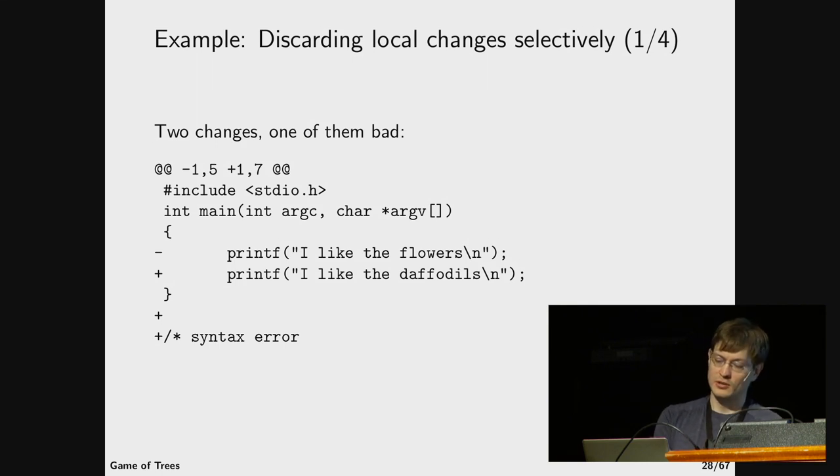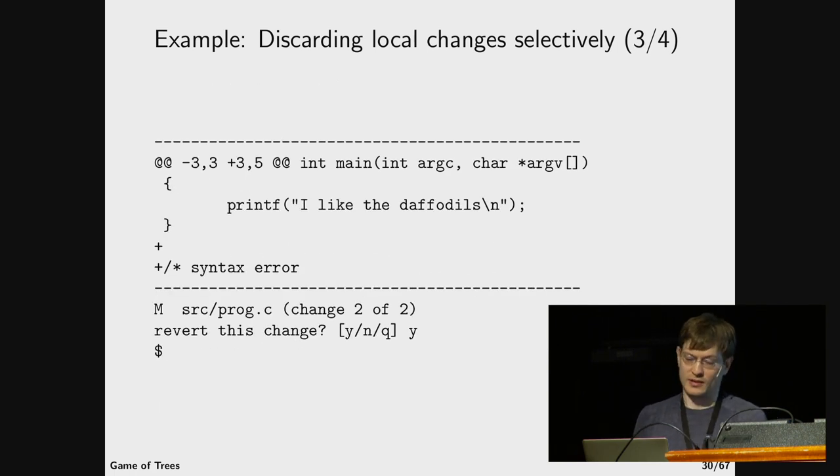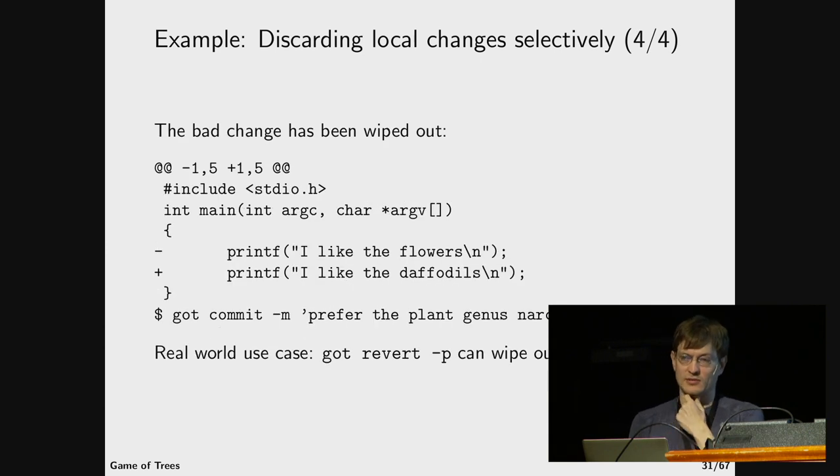So if you have two changes in the file, you can run revert -p. You can individually select the changes that you want and say yes or no for each of them. So here we say no, because we like daffodils. And here we say yes, because we don't like syntax errors. And after that, the file looks like this, and we can commit it.